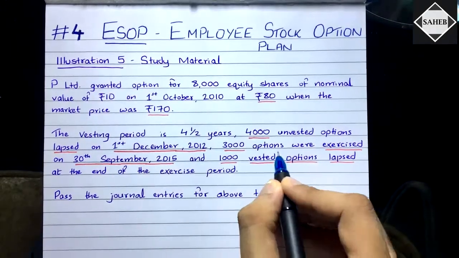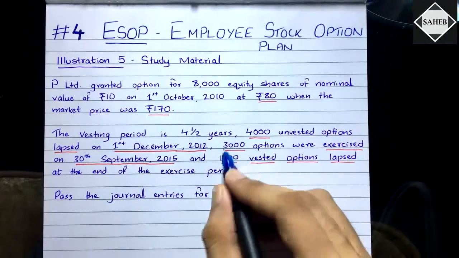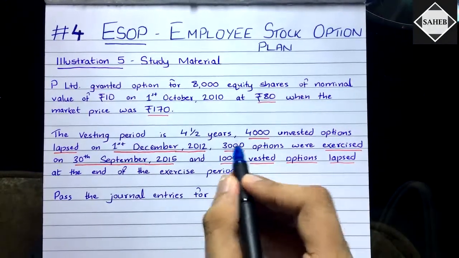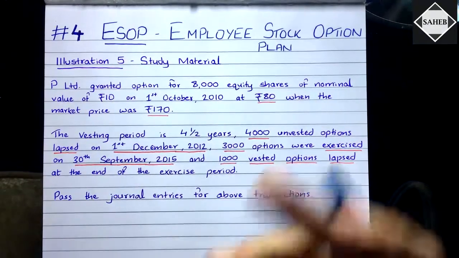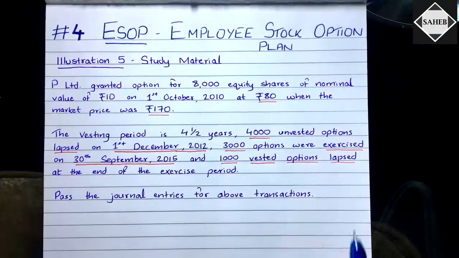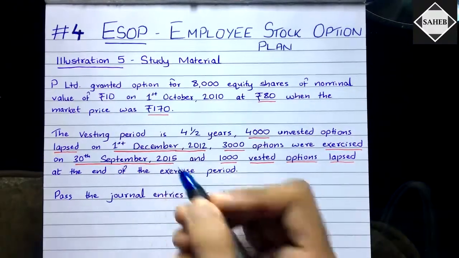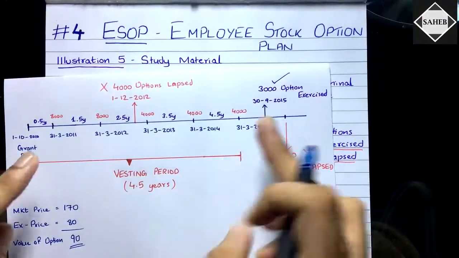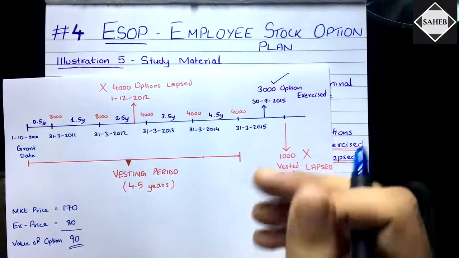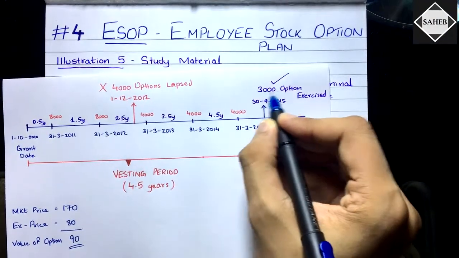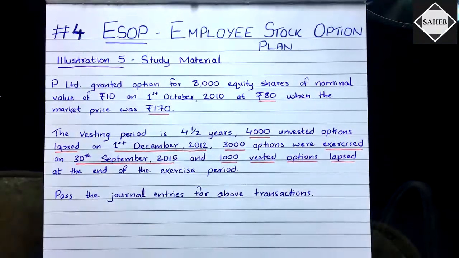Then what they are saying, 3,000 options were exercised on 30th September 2015. That means these options have become eligible. Yeah, the employees have satisfied the condition, and those options have become eligible to be used by the employees to purchase the shares at low prices, right? So these were exercised on 30th September 2015. So that falls after the vesting period, somewhere in the exercise period. In the exercise period, the employees have used their 3,000 options on 30th September 2015, and they have purchased the shares, right?